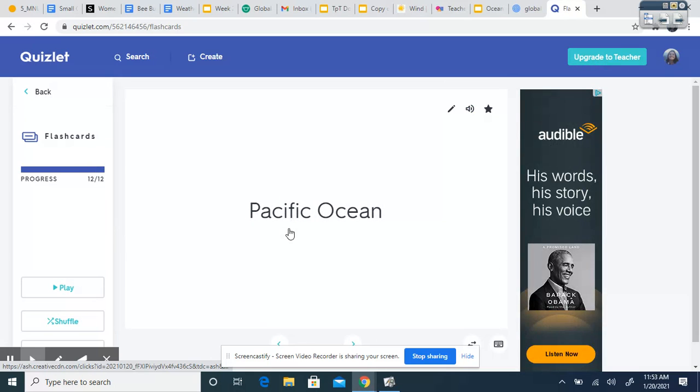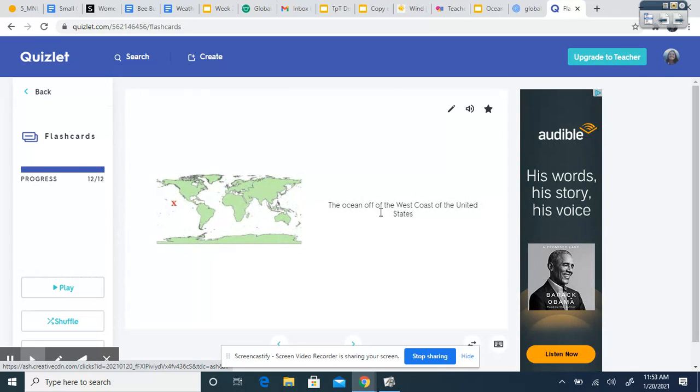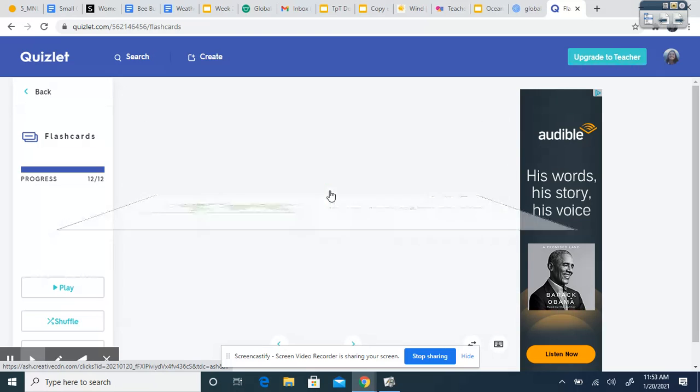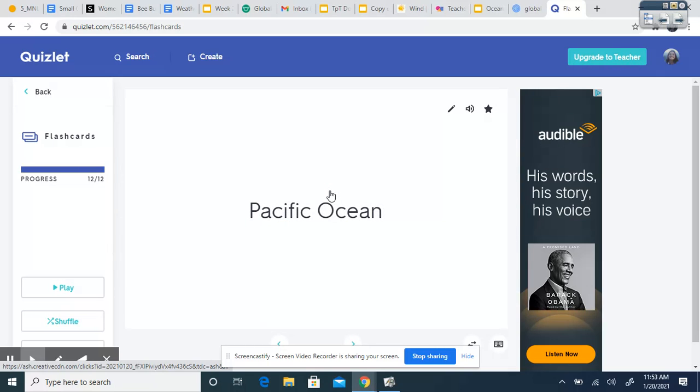So the Pacific Ocean is the ocean off of the west coast of the United States. So this is like where California is, Hawaii down here. So this is the ocean off the west coast of the United States. It is the Pacific Ocean.